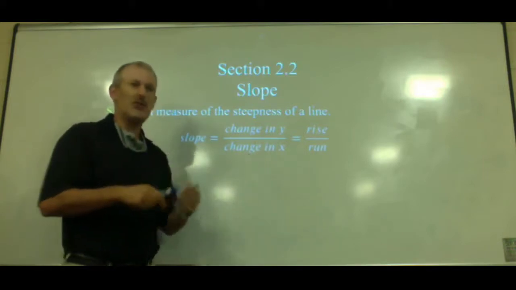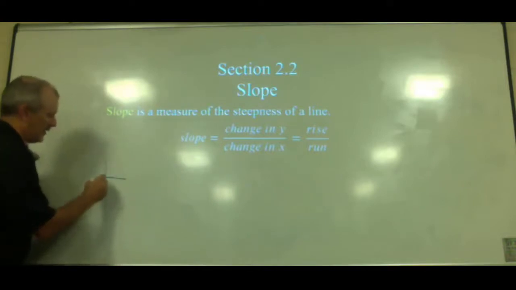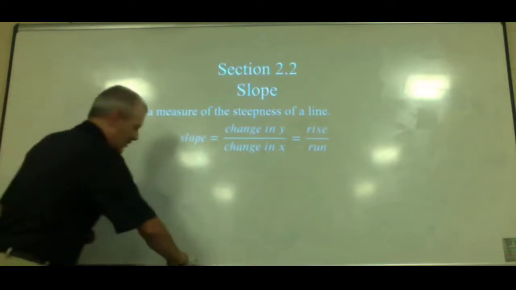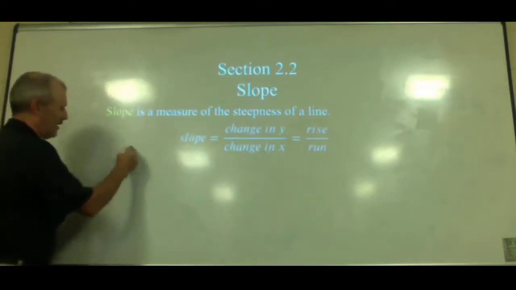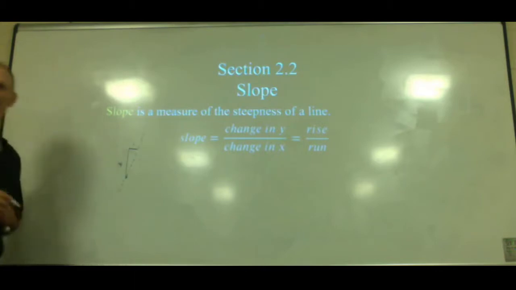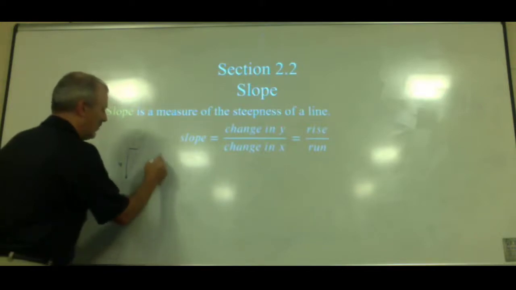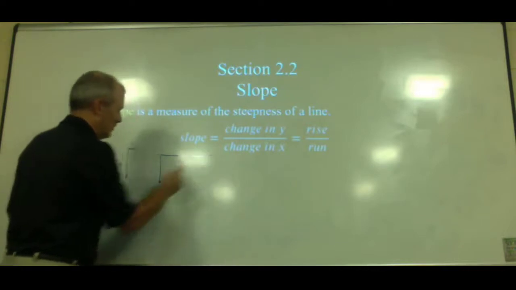Just to give you a couple quick examples. It is possible that I have a line that goes, let me just freehand it here, from this point up 4 and over 1. That's a fairly steep line, isn't it? It's going up pretty quickly. It's possible that I could have a similar line that goes up 4, but over 7.